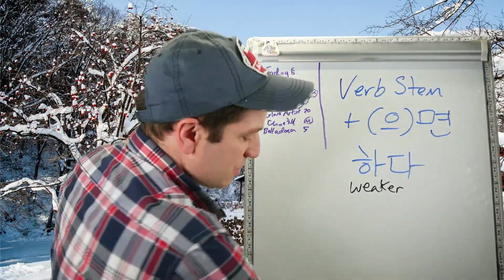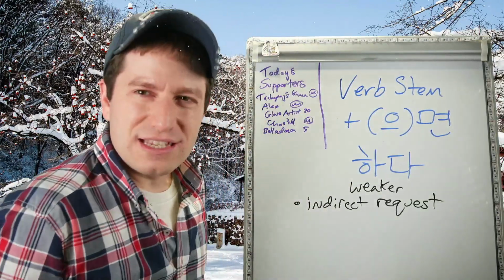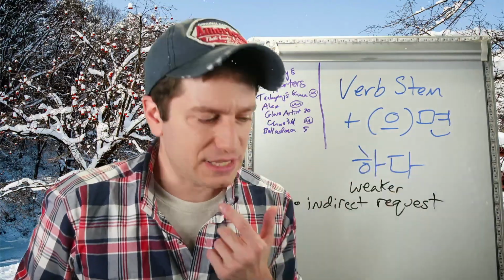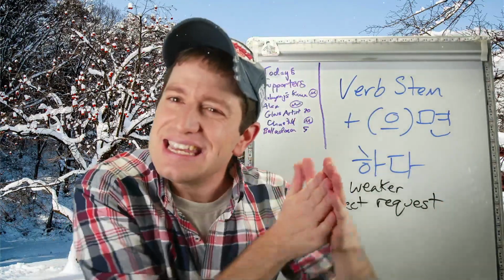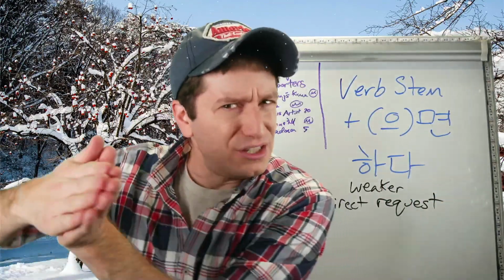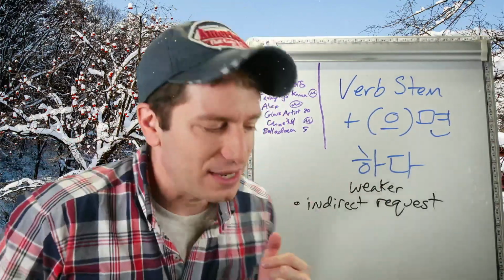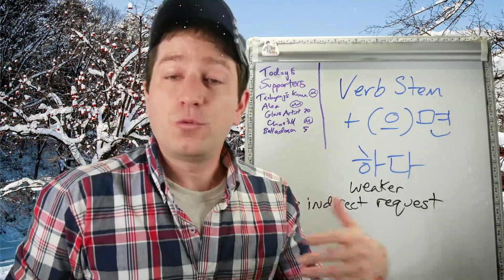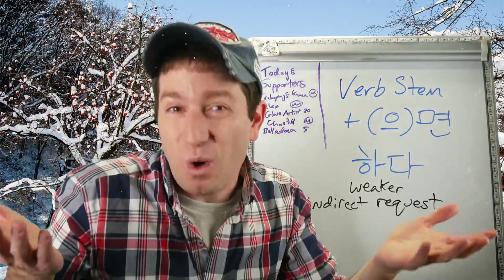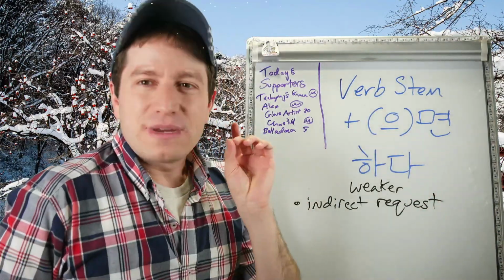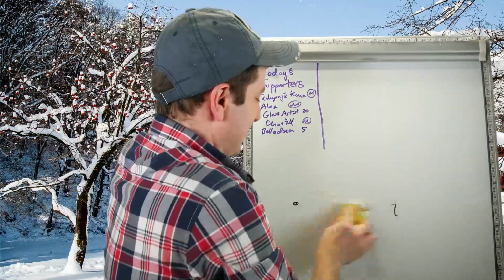And it can be used as an indirect request. An indirect request is you're not saying, please do this, but you're saying something like, it would be good if you, it would be nice if you, or I want you to, I would like if you would. That sort of indirect request. So you can translate this as, it would be nice if something happened, or if you did something, or I want you to do something. And this form is less common compared with 좋겠다, which you'll see all the time.